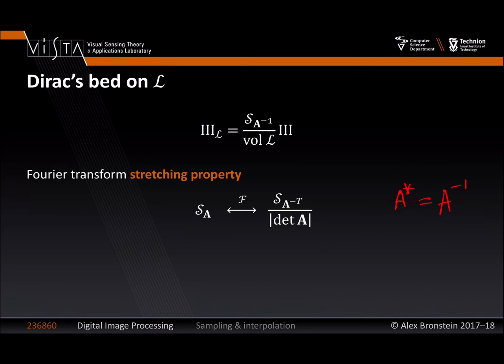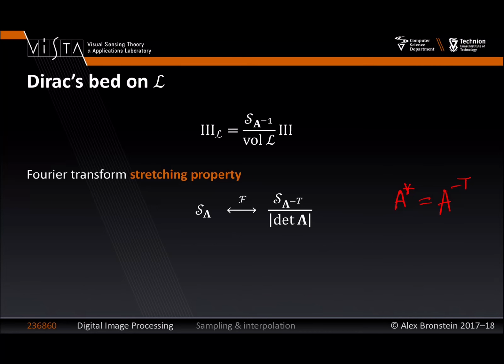So I apologize for loading too many distinct meanings onto the star. So star means complex conjugate. For operators, it means adjoint operators. And here I'm also denoting the inverse of the transpose as A star. But anyway, hopefully it is clear from the context that this is not the complex conjugate of A, because A is a real matrix, obviously. Okay. So we have this stretching property for the Fourier transform.